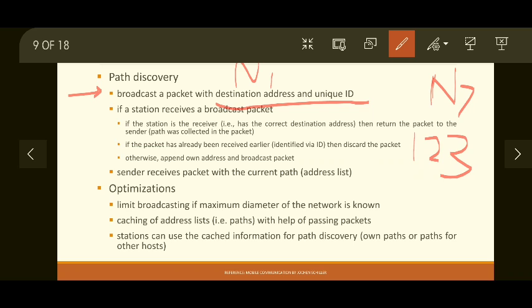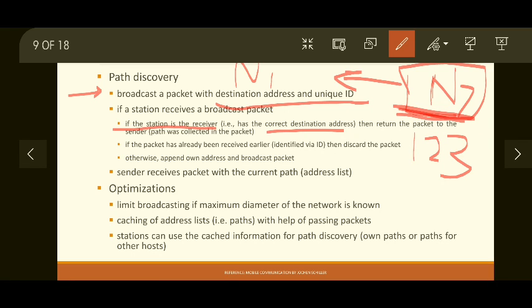Okay, now all the nodes within the network which are connected to N1 will receive this particular broadcast packet. If any station within the network receives this broadcast packet, two things it will check. First thing, it will check the destination node. If a station is the receiver, if N7 receives it, it will know that this packet is for me. That means someone is trying to send a packet to me, that it has a correct destination address. Then return the packet to the sender.